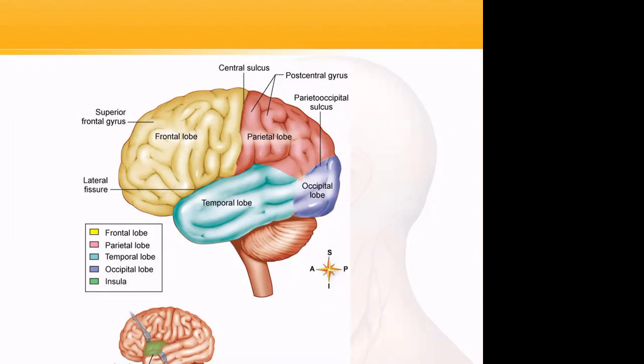And then finally, the occipital lobe. The occipital lobe contains the visual cortex. This is where you see. You see with your occipital lobe. That is where vision takes place. You don't see with your eyes, you see with your brain. Vision takes place in the occipital lobe.